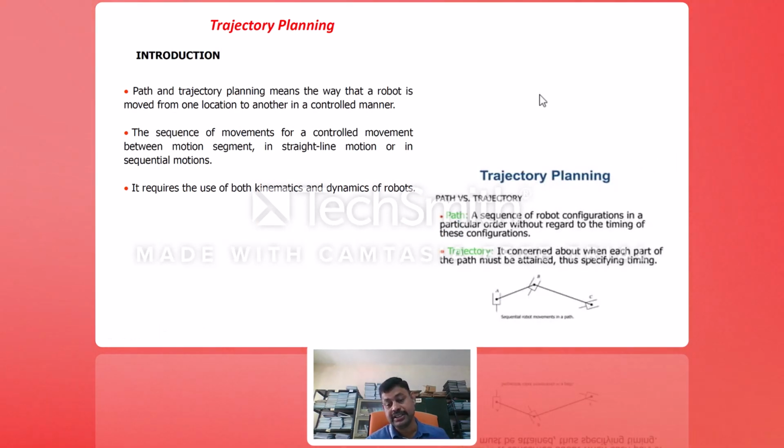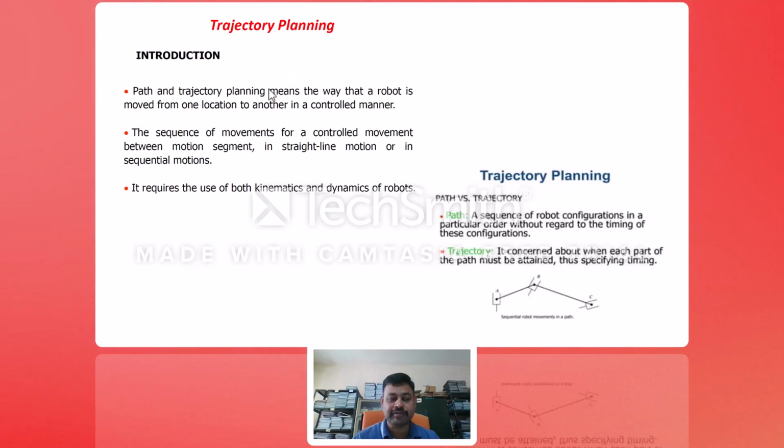Next, I am coming to the second half of unit number 4. It is trajectory planning. If you take the introduction to trajectory planning, it is associated with two things: path planning and trajectory planning. Of course, trajectory planning we can't do straight away; it is highly connected with path planning. So first we will understand that path and trajectory planning means the way a robot is moved from one location to another in a controlled manner. The sequence of movement for controlled movement between motion segments, in a straight line motion or in a sequential motion, requires the use of both the kinematics and dynamics of the robot. So this is the introduction.